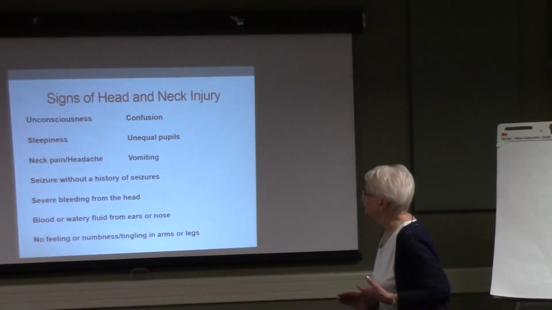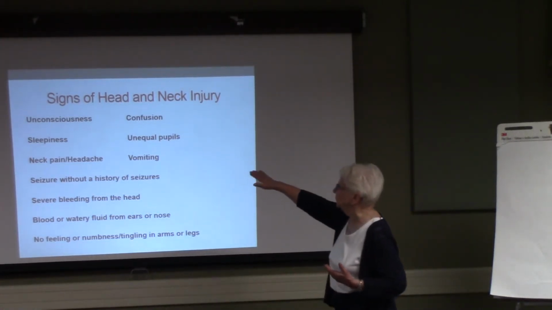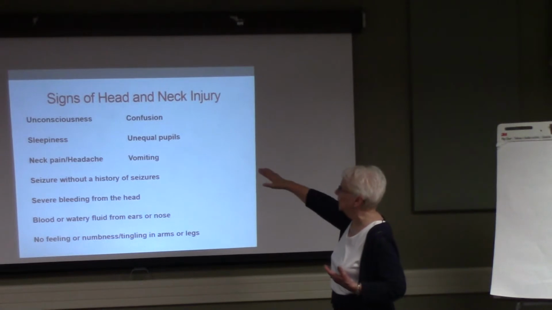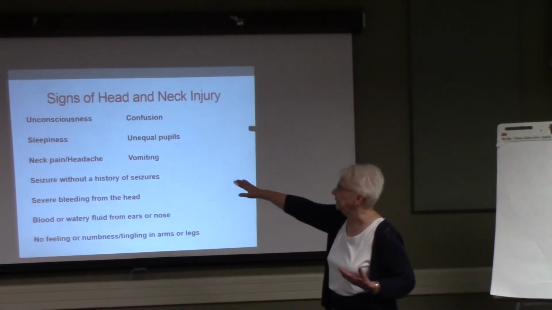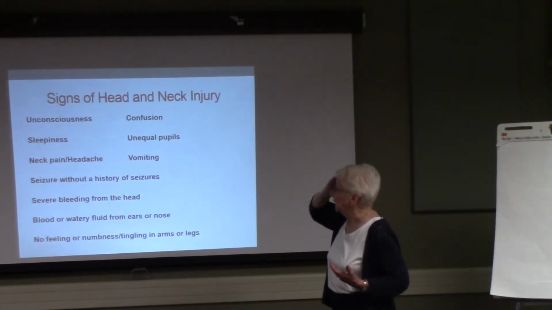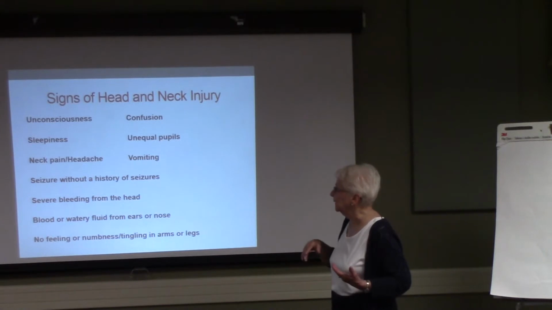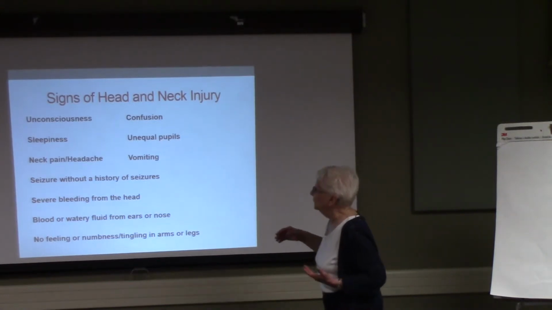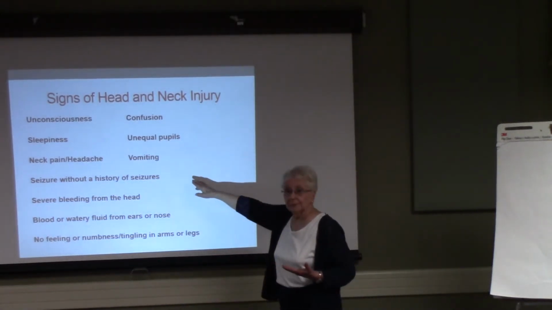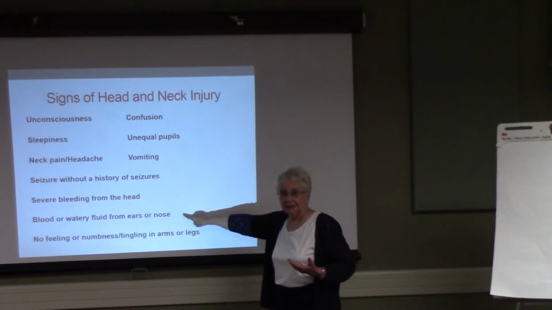Here again, remember, this is neurological shock, unconsciousness, confusion, remember the lack of oxygen, but this is more than that, very dangerous. Unequal pupils, neck pain, headache, a lot of times there's vomiting when you affect the head. And if you have a seizure without a history of seizure, severe bleeding, this is very dangerous.